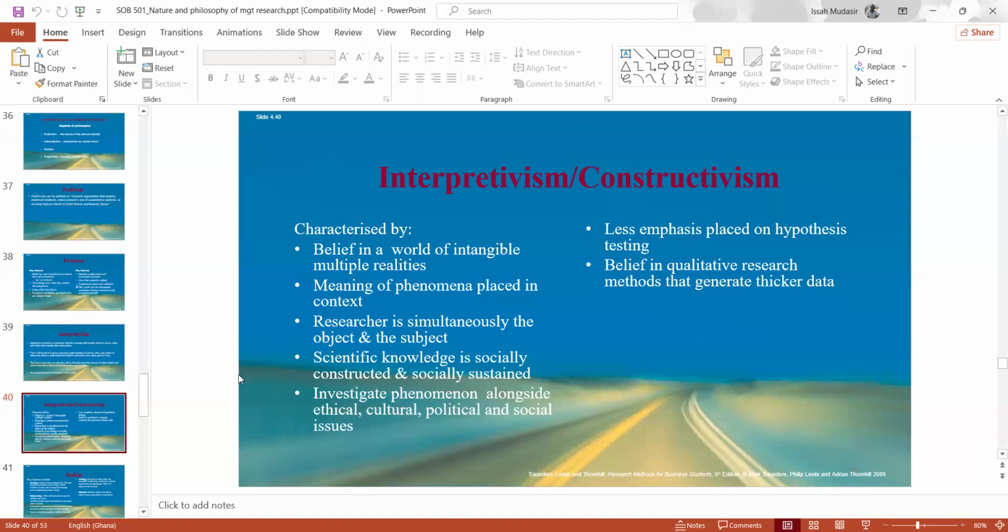Then you investigate phenomena alongside ethical, cultural, political, and social issues. And less emphasis is placed on hypothesis testing. Okay? Typical constructivists don't care so much about hypotheses. Okay? And then they believe in qualitative research methodology, unlike the positivists who believe in what? Quantitative research methods. So if your belief is constructivist, then the qualitative research approach is what you must use, not quantitative. Okay? Otherwise, there will be a mismatch.